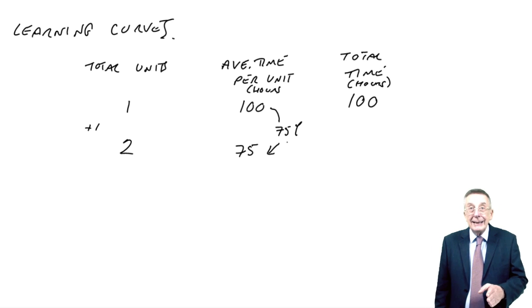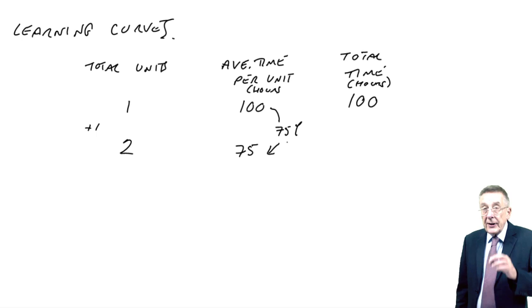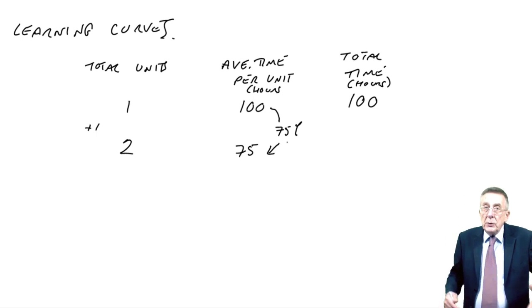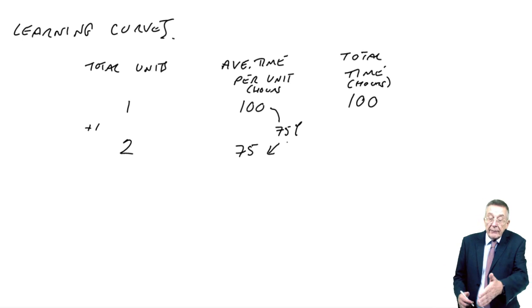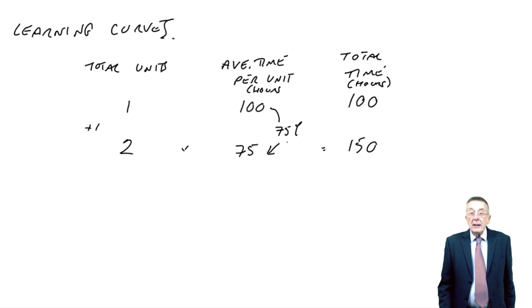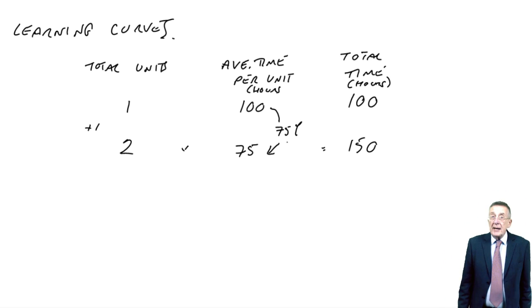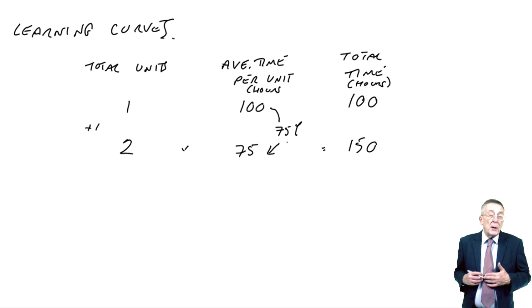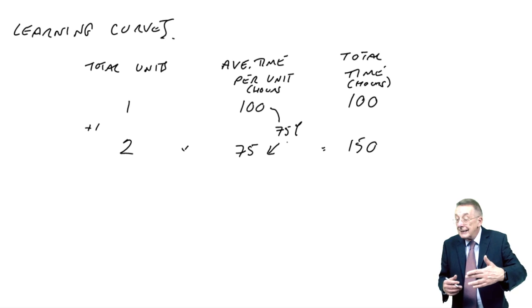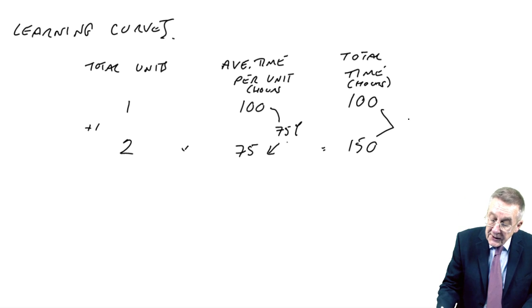But so importantly, that is not the time for the second unit. That's the average time per unit if you make 2. If you make 2 and the average time per unit is 75, the total time is 150. So the total time to make 2 units is 150. And if I wanted to know how long the second one took, I know the first one took 100 hours. I know to make 2 will take 150 in total. And so in fact, the second unit took 50 hours.